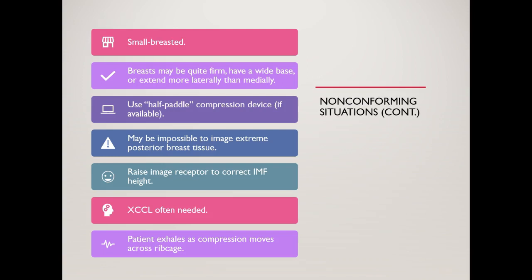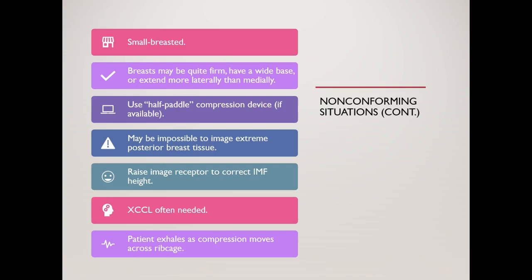So as I was just mentioning on the previous slide, a small-breasted patient, the breast may be quite firm and have a wide base, or they are going to extend more laterally than they do medially. So it's more of a spread out breast mound. And you may, in those cases, have to use a different type of paddle. Maybe a half paddle, a small paddle, will be a better compression device.